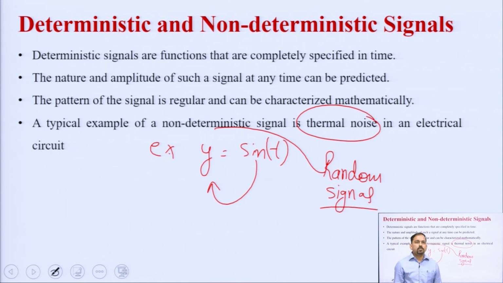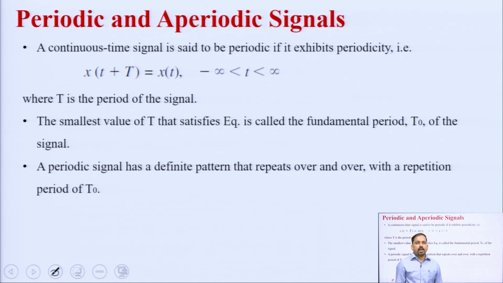After this we have the second classification, which is based on the periodicity of the signal. When is a signal said to be periodic? A signal is said to be periodic if it repeats itself after a fundamental time period capital T.